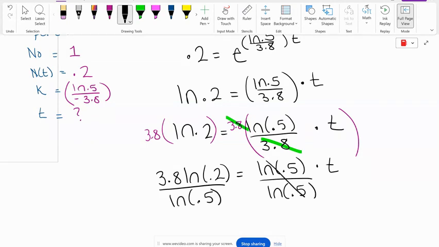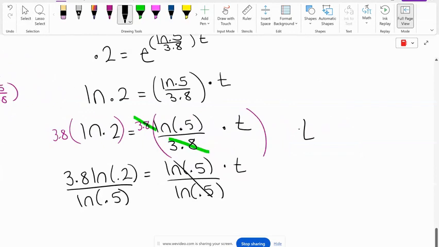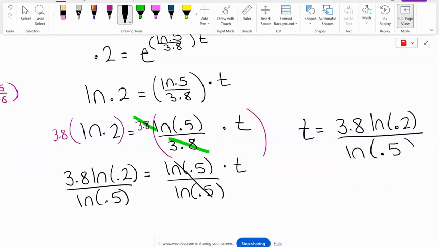And this is what you are putting into your calculators. T is equal to 3.8 ln of 0.2 over ln of 0.5. Hey, can somebody tell me what you get to 3 decimal places? 8.823. Perfect. And now what is this? Days. We need our units.